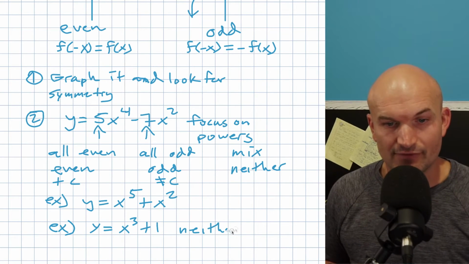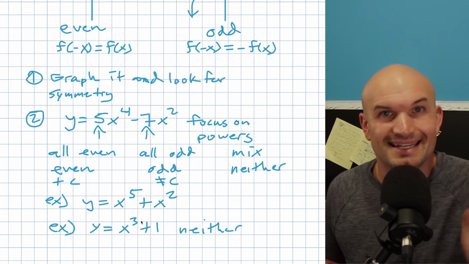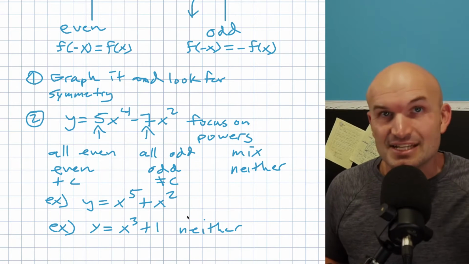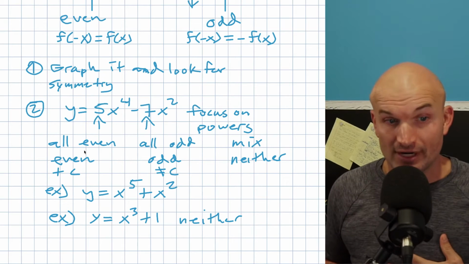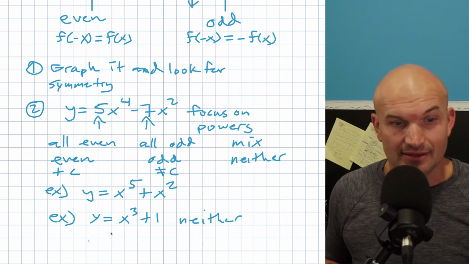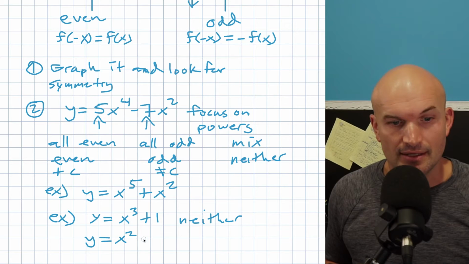Okay, so a lot of students will get confused with that. They're like, oh, wait, all the powers are odd. Yeah, yeah, but you have this constant here. It doesn't work when you have a constant. So you have to be very, very careful with that. It would work for an even function. So if you have an even function and a c, that works. y equals x squared plus 1.